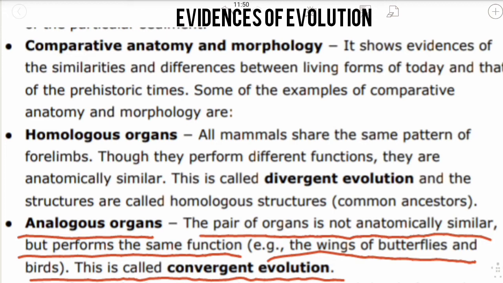Wings we mainly use for flying. The butterfly uses them for flying too. They are used for the same purpose. The function is the same but the structure is a little different. This is called an analogous organ. This is basically convergent evolution because it is when different organisms independently evolve.